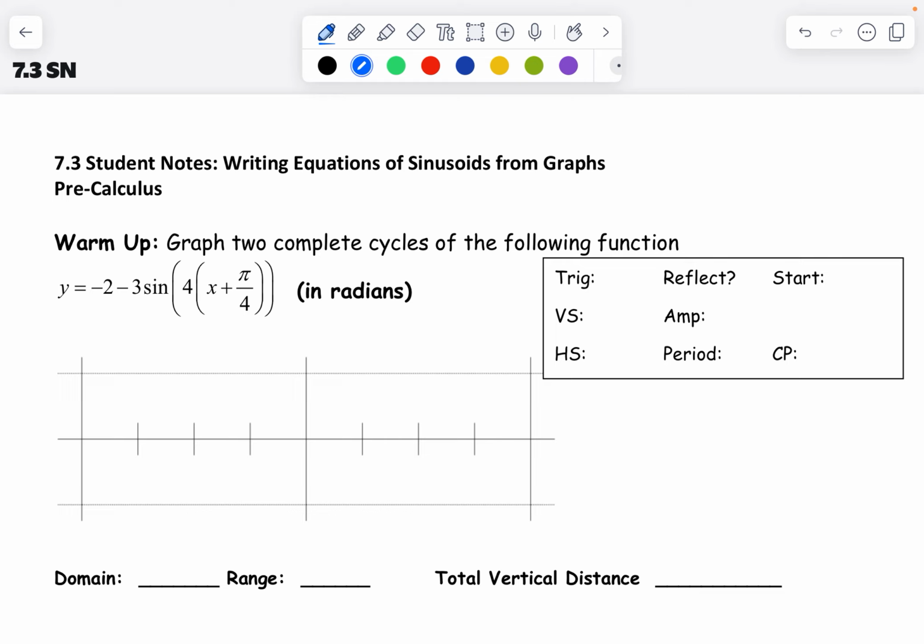7.3 notes. 7.3 is kind of reverse of what we've been doing in 1 and 2. In 1 and 2, we've been using equations to create graphs. Now we're going to reverse that process and use graphs to determine their equations. This is writing the equations of sinusoids or sinusoidal graphs. Another way to say that is just a sine wave.